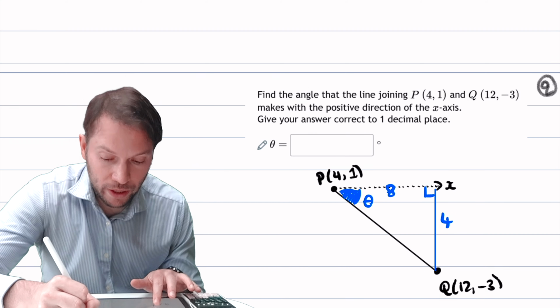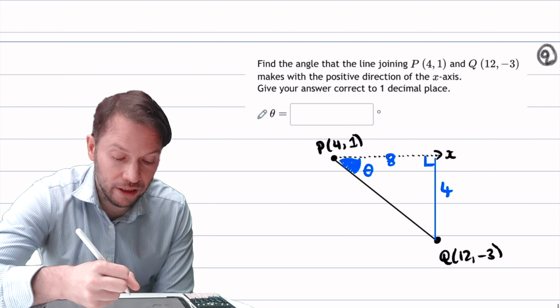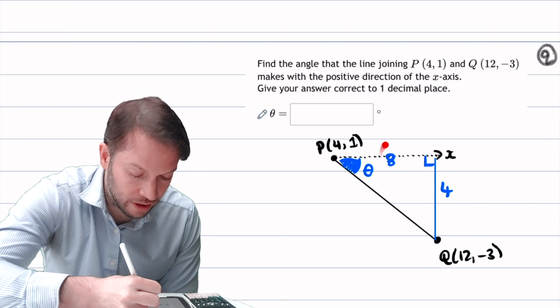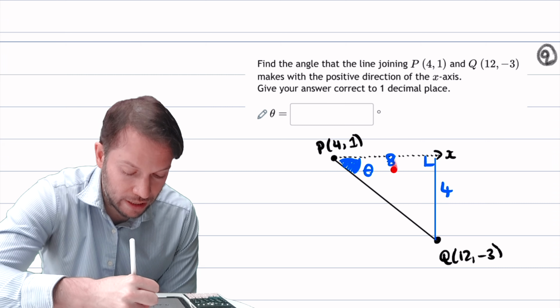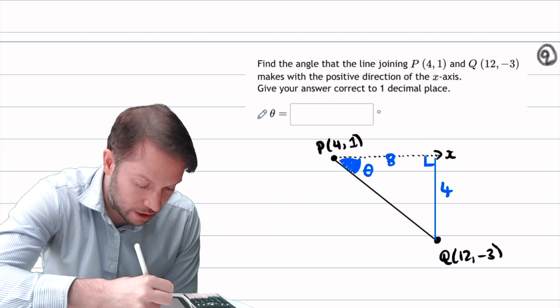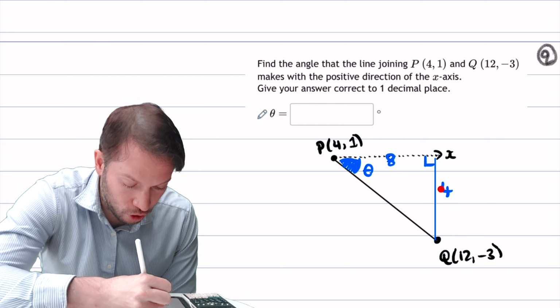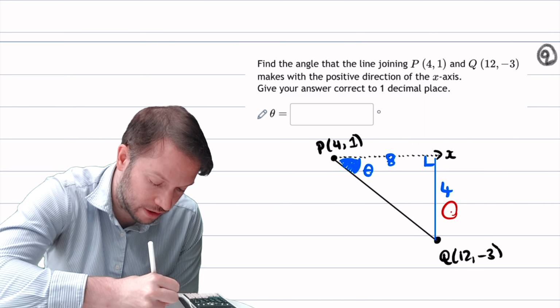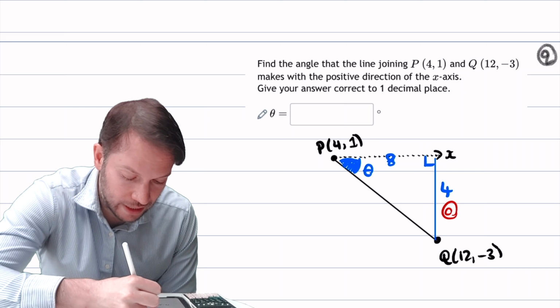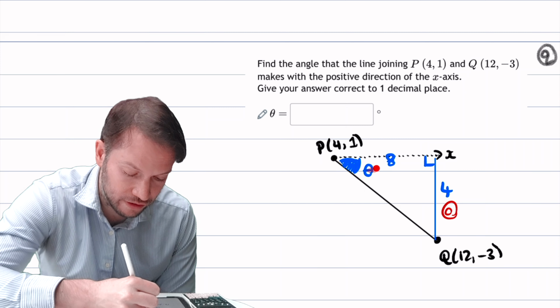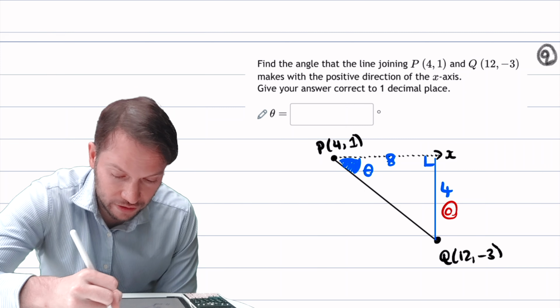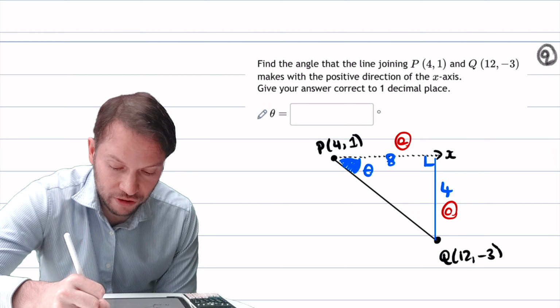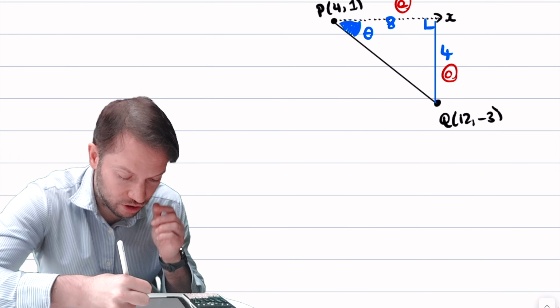And now we can just use trigonometry to find this angle. Remember, we label the sides where we know the lengths relative to this angle here. This 4 here is opposite this angle of interest, so that's the opposite. We put O for opposite. And then this side here is adjacent to, next to, this angle of interest, so that's the adjacent. And then remember, we use SOHCAHTOA to work out which trig ratio to use.